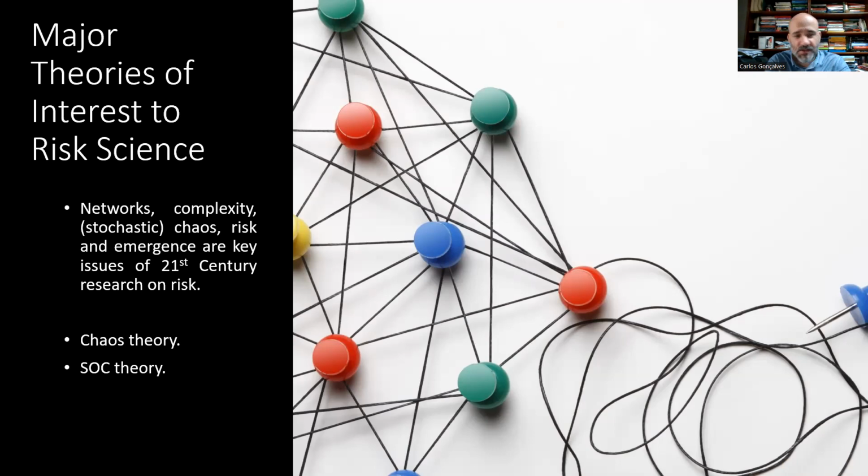The other point is the concept of risk and emergence. So these are key issues in 21st century research on risk. And two theories in particular are major theories and core theories for risk science. One is chaos theory, the other is the theory of self-organized criticality. And we'll be working with these two theories and the link between chaos and self-organized criticality.